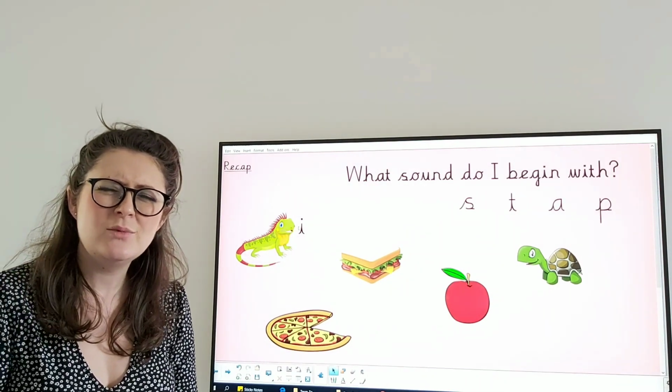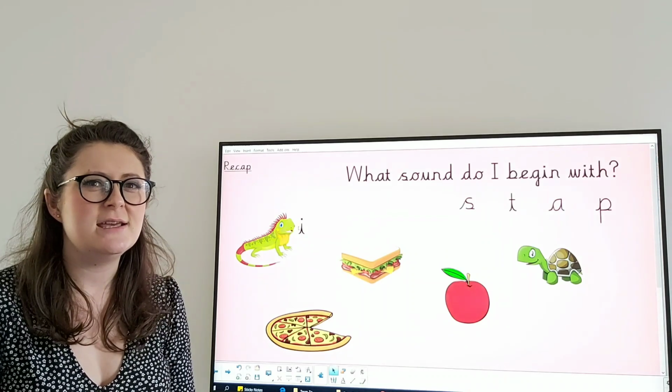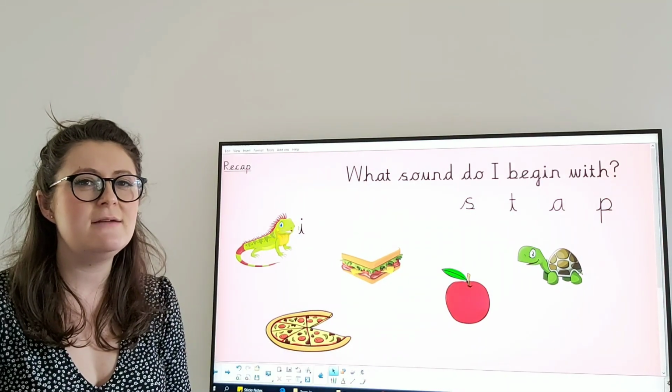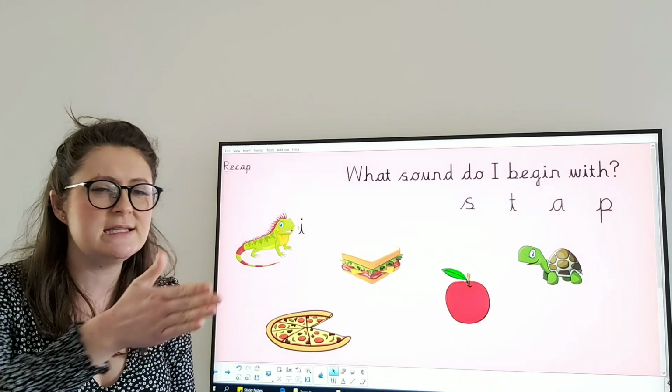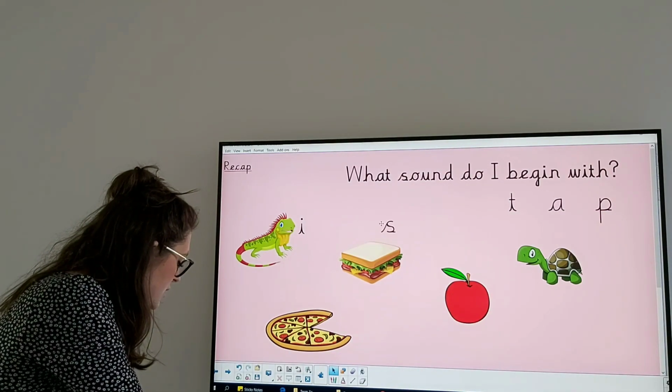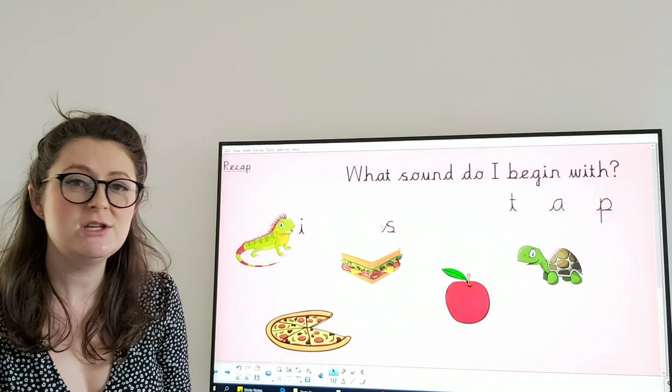I've got a sandwich, a sandwich. What sound does sandwich begin with? That's pretty easy. I think we're good at this one. Sandwich. Oh, you can hear it. You can hear the sound S. So let's move that letter over to go with the picture that it matches.